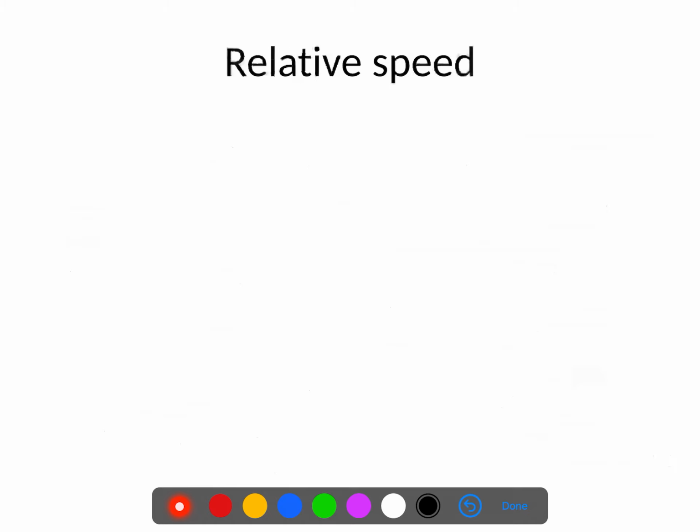Now there is another concept of relative speed. Relative speed is required, or this situation arises, when there are two moving things. Two things are moving. So speed of one thing relative to the other thing, that's what it is.